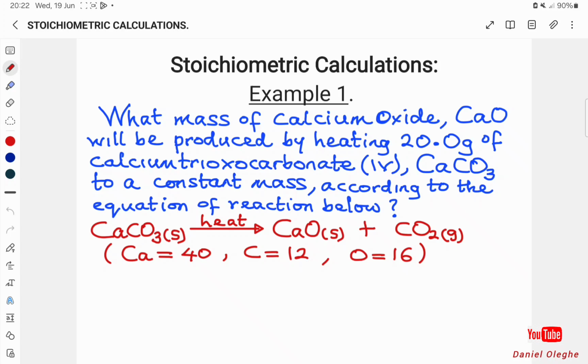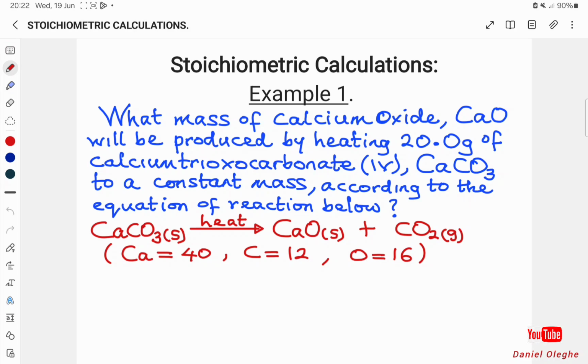Today we are looking at stoichiometric calculations, and I'll be teaching you how to solve questions involving stoichiometric calculation using mass-to-mass relationship. We are going to consider how to solve questions on stoichiometric calculations by using mass-to-mass relationship by considering the following examples. Example 1.